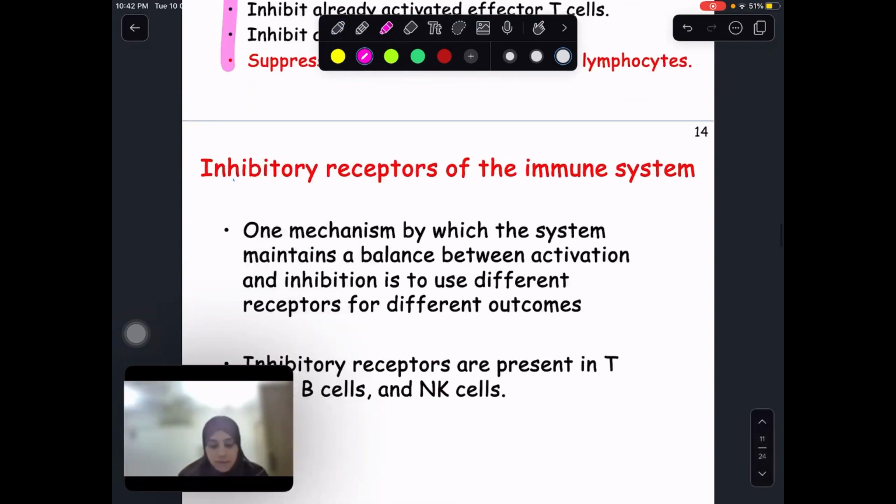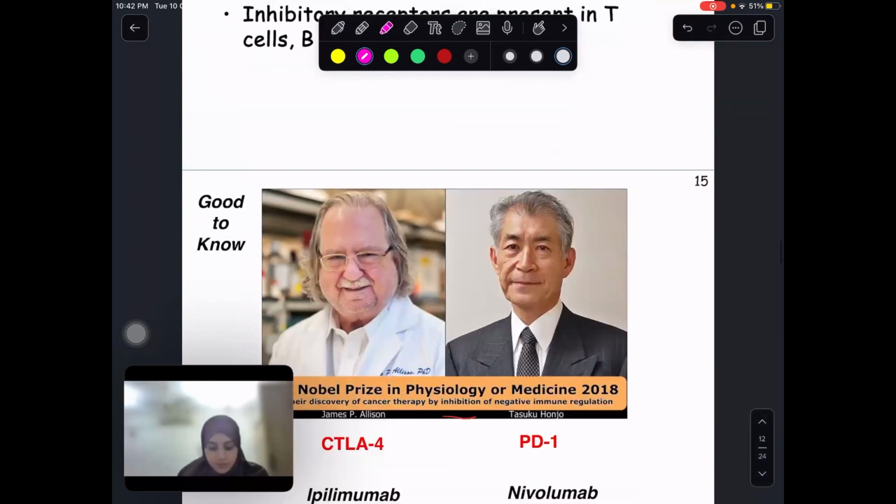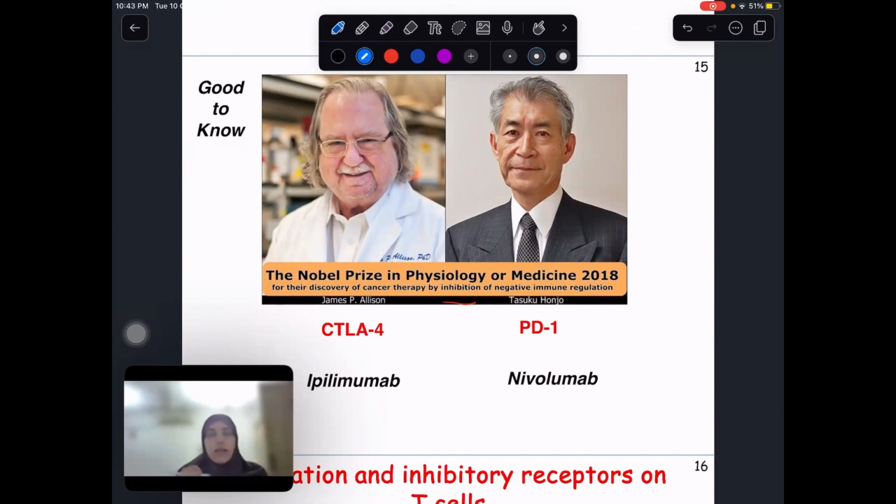Now, inhibitory receptors of the immune system. I mentioned that the immune system can be inhibited by inhibitory receptors. What are these inhibitory receptors? We mentioned CTLA4 and PD-1. This is not really important here, but the idea is that cancer cells form these inhibitory receptors so that the immune cells are not able to recognize them. When the cancer cells have a lot of inhibitory receptors, the immune cells will be inhibited, so they will no longer be able to kill the cancer cells.